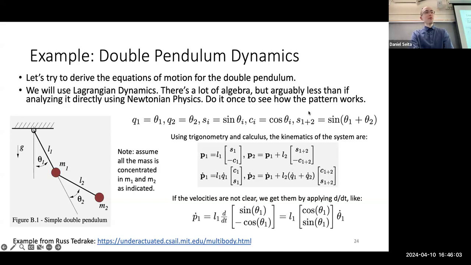And notationally, do you remember this from the inverse kinematics lecture? So you have to write it out as S_i and C_i, otherwise it doesn't fit on a slide.